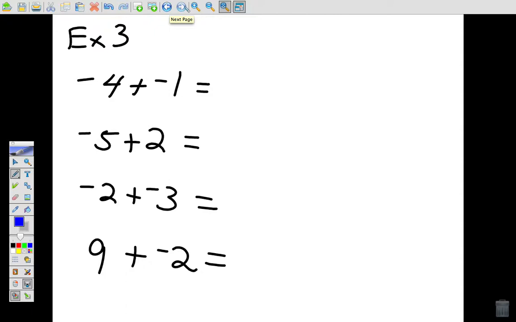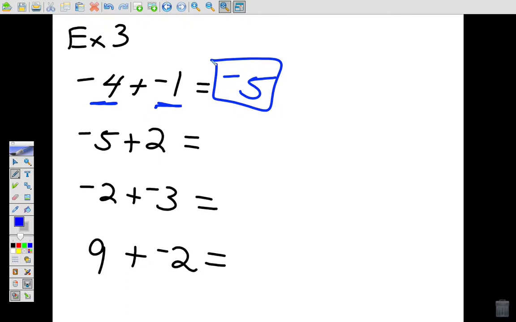Right, the first one that we have is a negative plus a negative, rule number 1. And a negative plus a negative is negative. And you add the integers together. Let's check it. Temperature drops 4 degrees, then drops another degree. It's dropped 5 degrees. Makes sense.